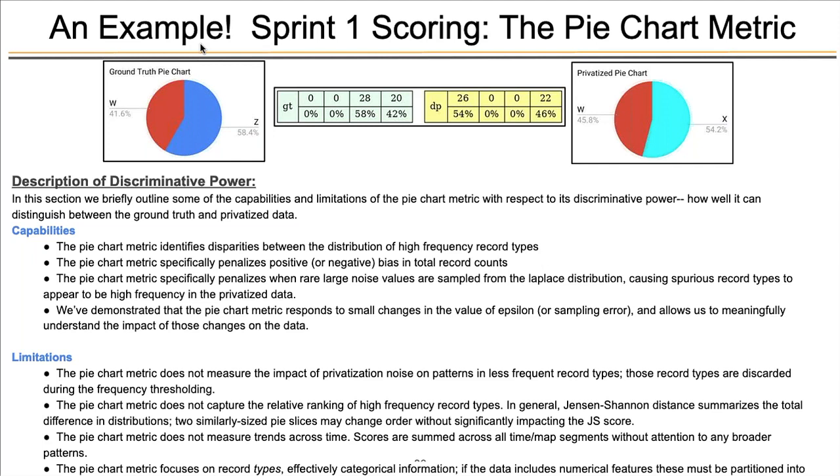So here are some limitations. The pie chart metric does not measure the impact of privatization noise on patterns in less frequent record types, right? We do that thresholding, so we're only looking at more frequent ones. It doesn't capture the relative ranking of high frequency record types. We're just doing Yints and Shannon. That may mean that neighborhood A has its top thing as traffic accidents, and its next thing is poor parking or something. And we flip those two in the privatized data, so the ranking comes out different. We're not checking rankings here. Yints and Shannon doesn't do that for us, so we'll miss that.